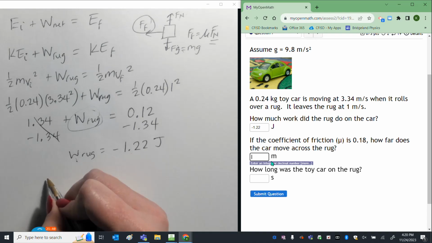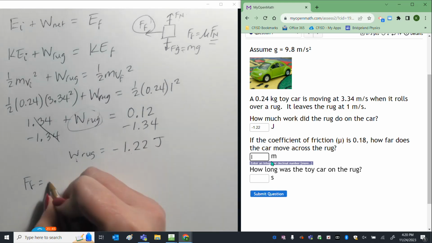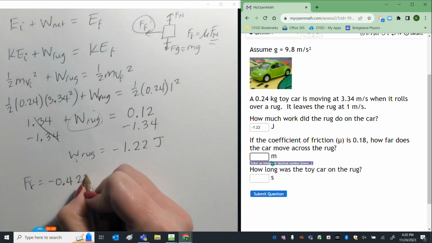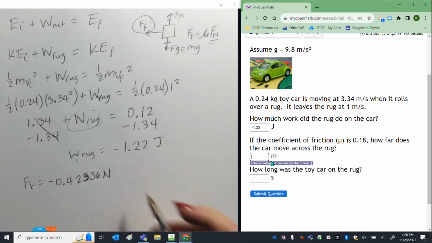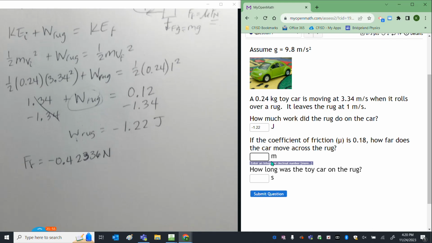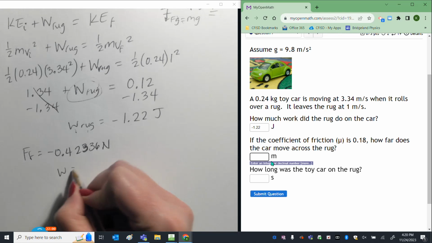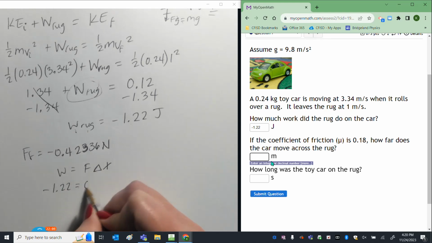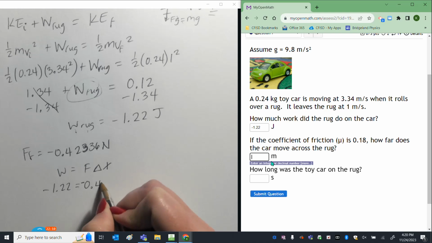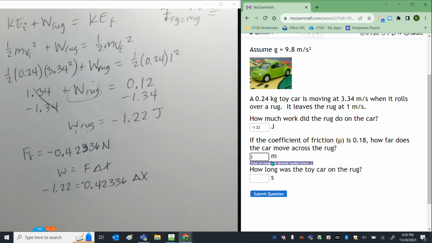Okay, but our force of friction is equal to negative 0.42336 newtons. Okay, and that force is the net force. And so that force is also what's causing work to be done by the rug. So work is equal to force times displacement. We know work is negative 1.22. We know the force exerted by the rug is negative 0.42336. We can figure out how far that thing will roll while this work is being done.